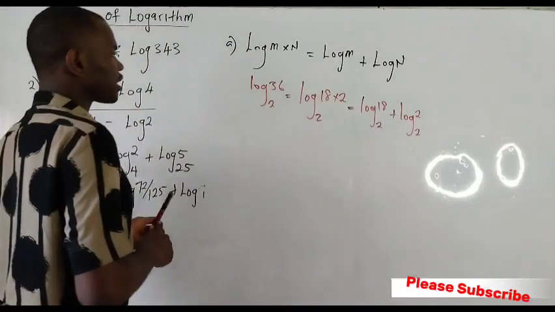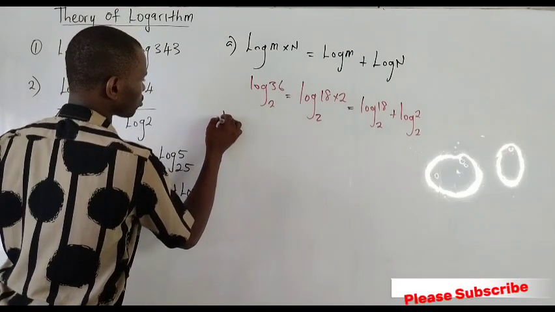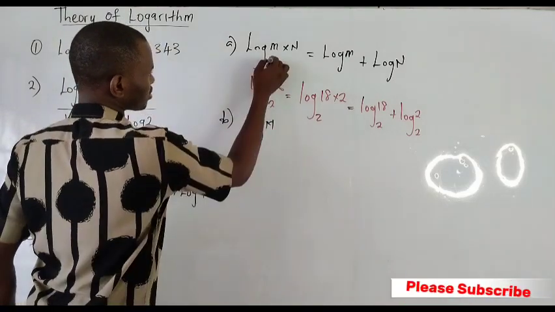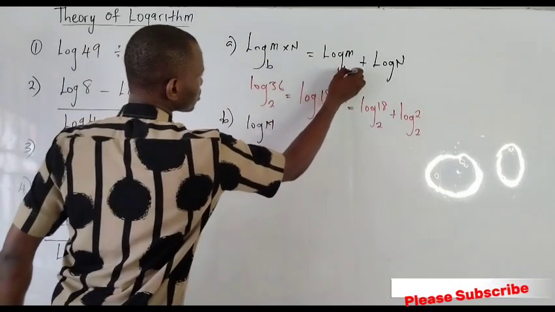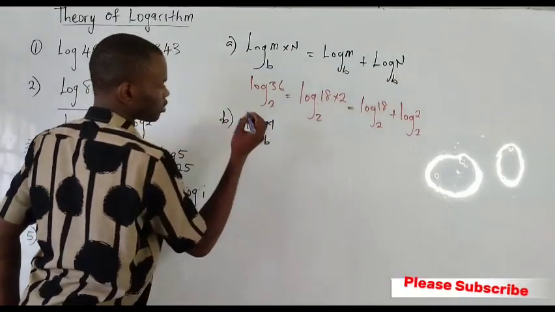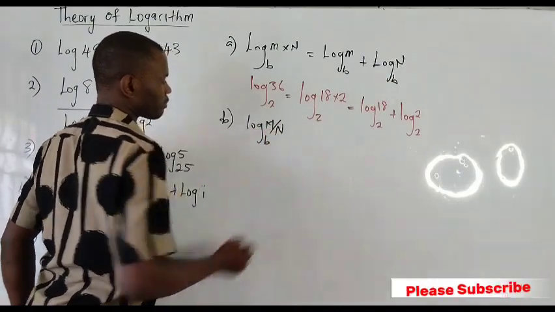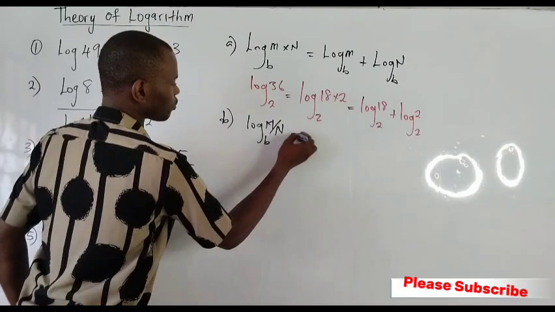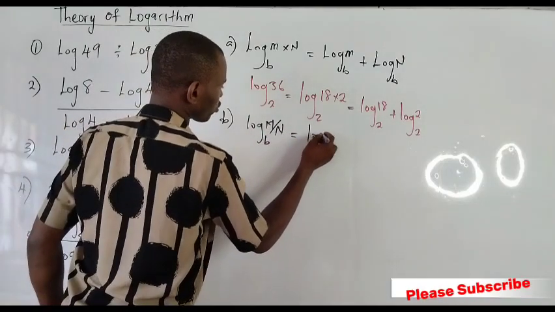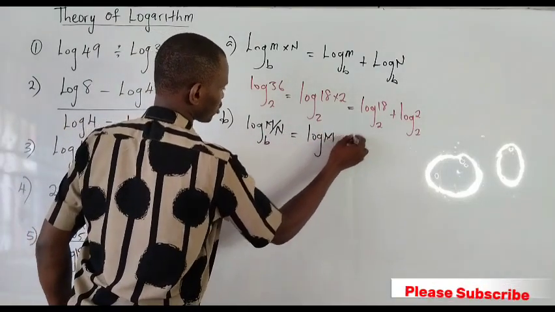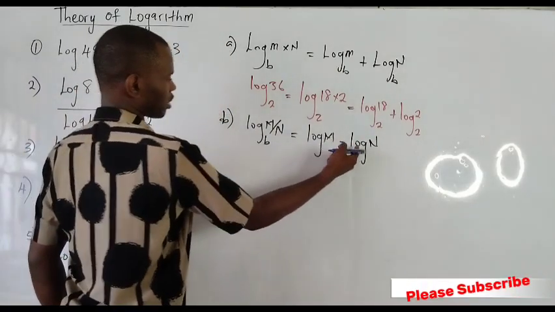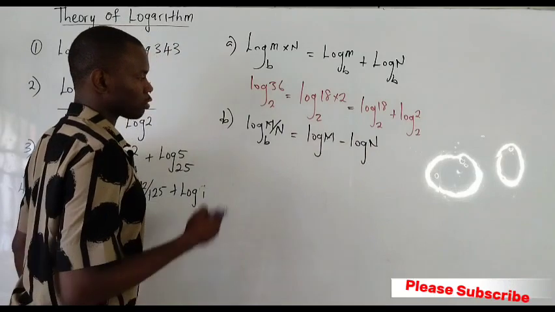Then the next we consider is the division law. I have the logarithm of m, let's assume we are using base b, and this is divided by n. Log of m over n, okay? We can split it into two different logarithms using a subtraction sign: log m minus log n.